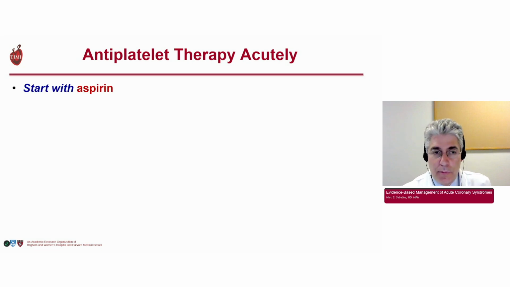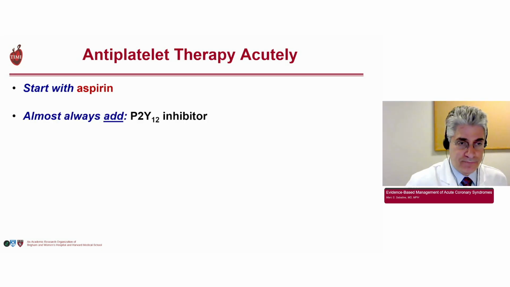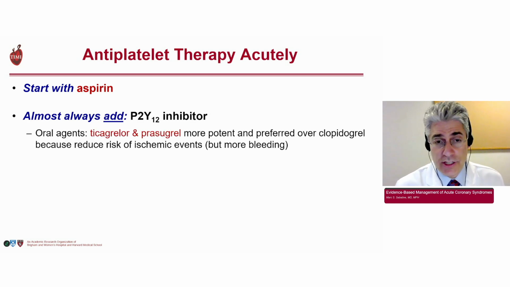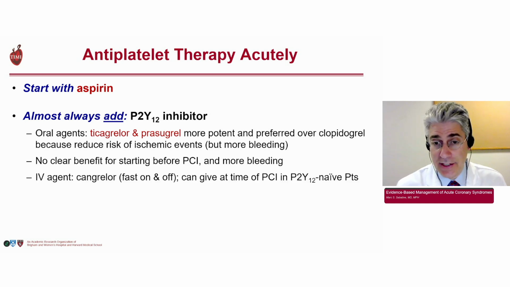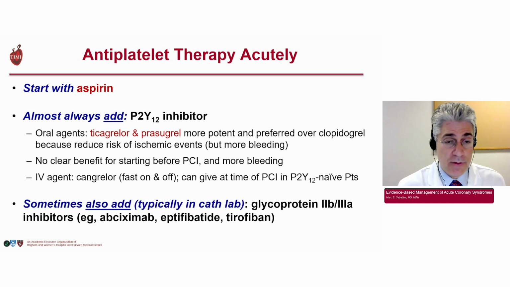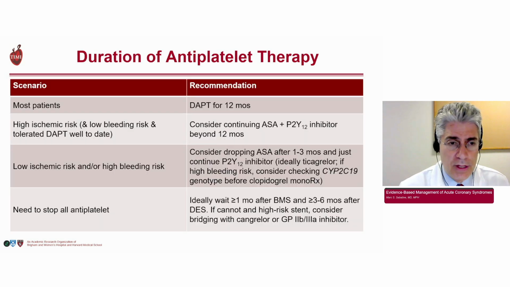So antiplatelet therapy acutely, start with aspirin. Almost always add a P2Y12 inhibitor. Oral agents, ticagrelor and prasugrel, are more potent and therefore preferred over clopidogrel because of reduction of ischemic risk. No clear benefit for starting before PCI and does increase the risk of bleeding. Cangrelor is an IV agent, fast on, fast off, can be given at the time of PCI in P2Y12 naive patients. And then sometimes we add a 2B3 inhibitor. That's something that the cath lab will do. You're not going to do that on the floor.